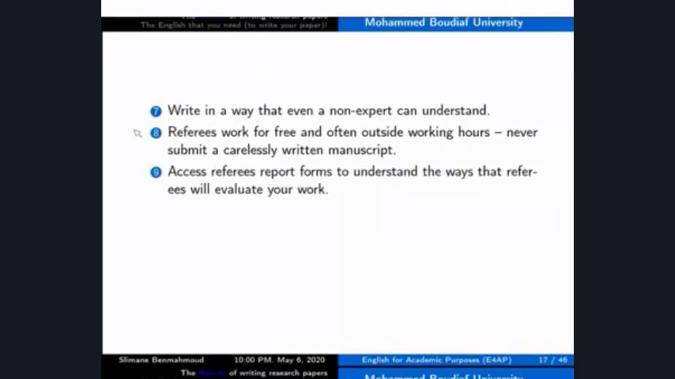Nine, access referees' reports. That's what I have been explaining. Try to get those report forms to understand the ways the referees will evaluate your work.